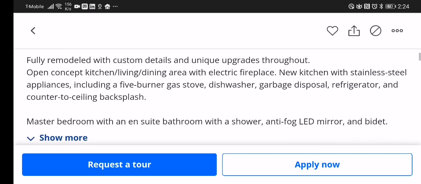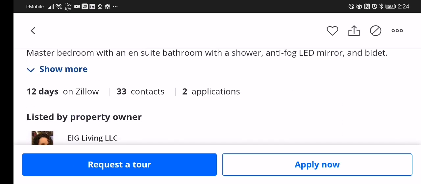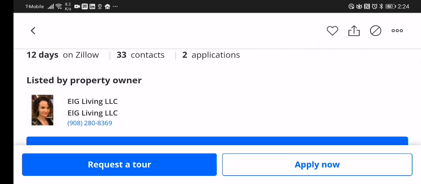And it does have all this crazy information that they try to hide from us. 12 days on Zillow, 33 contacts, 2 applications. They don't put that in. We have to really get to the site to do that. But it is listed by property owner, even though they call themselves an LLC. And peace out.